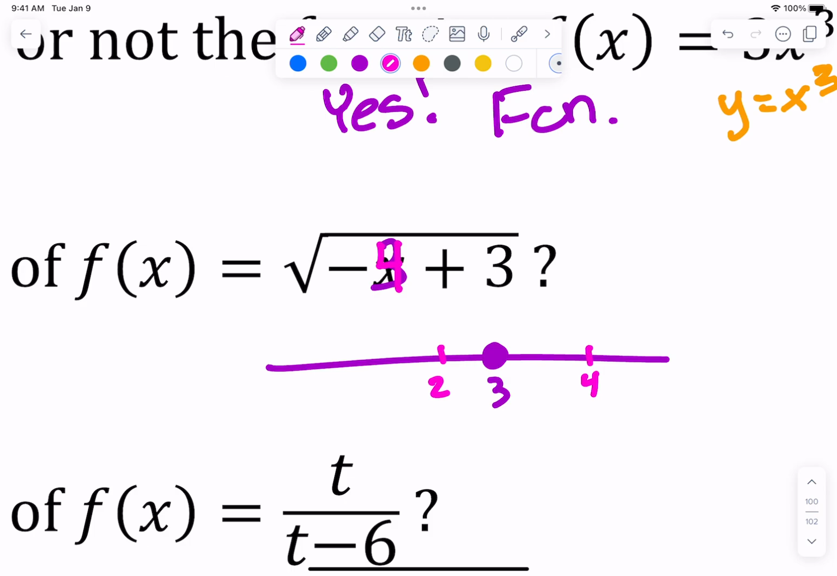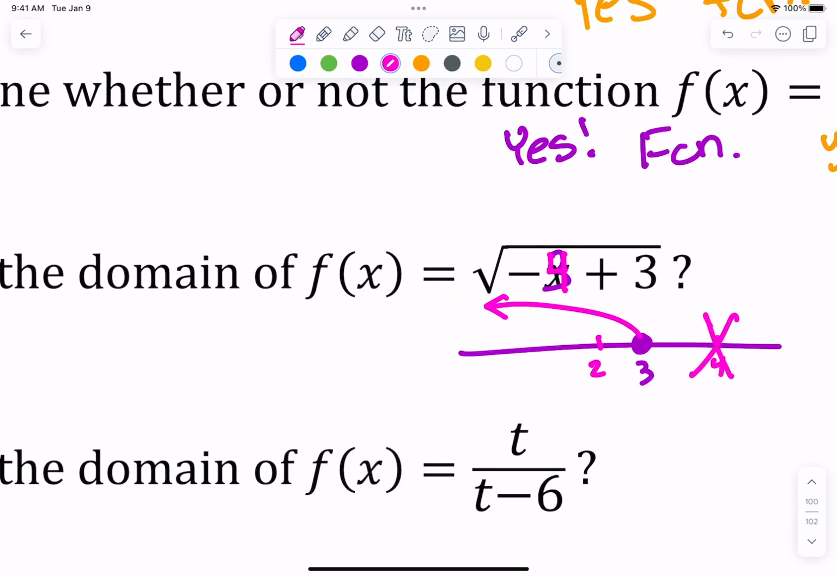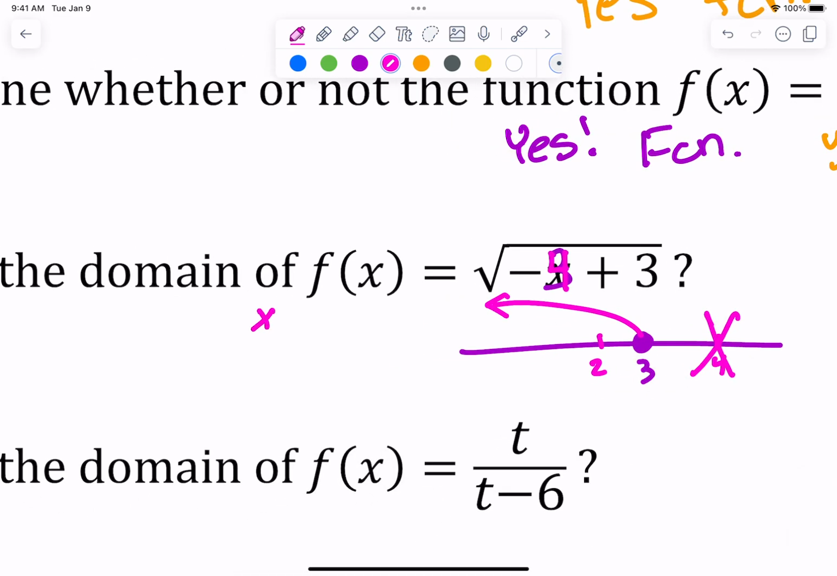-4 plus 3, this does not work. -2 plus 3, yeah, that works. Okay, so for the domain, x has to be less than or equal to 3. Or if you do it in interval notation, negative infinity, comma, 3, in bracket, I mean.